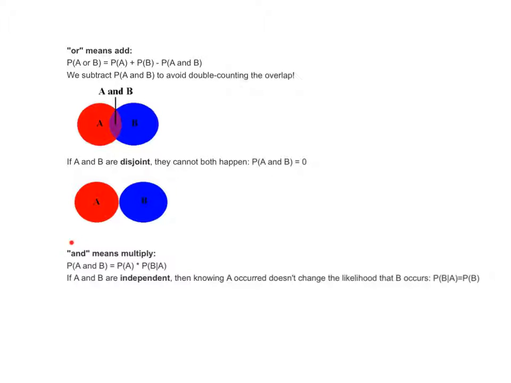Also, if you see the word and in a probability question, it means multiply. The probability of A and B occurring is the probability that A occurs times the probability that B occurs given that A occurred. And that vertical bar there means given that. It's a conditional probability. Now, it's possible that the probability of B doesn't depend on A. And if A and B are independent, then knowing that A occurred doesn't change the likelihood that B occurs. And in that case, written mathematically, the probability of B given that A occurred is the same as the probability of B.